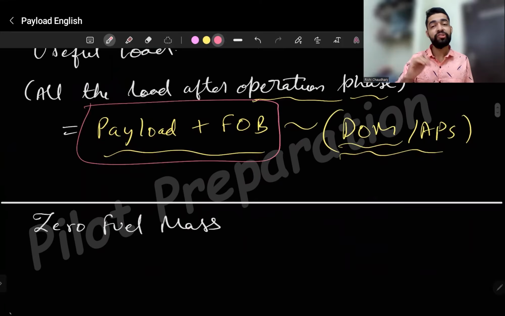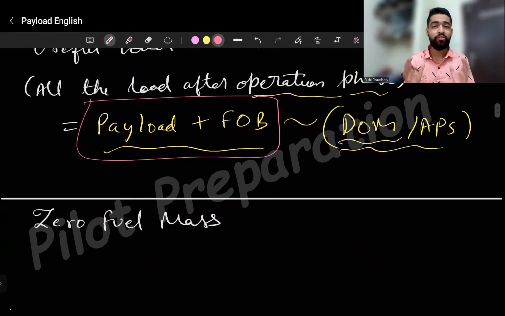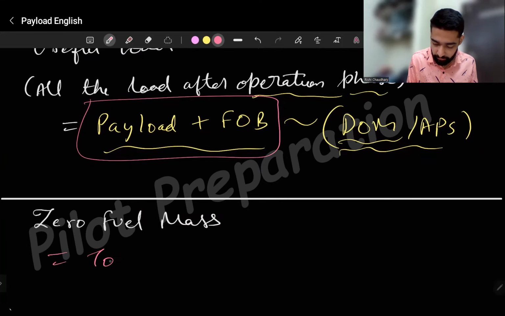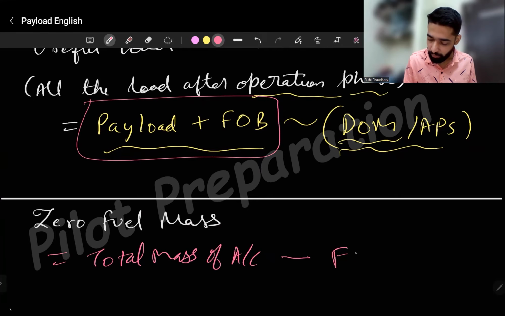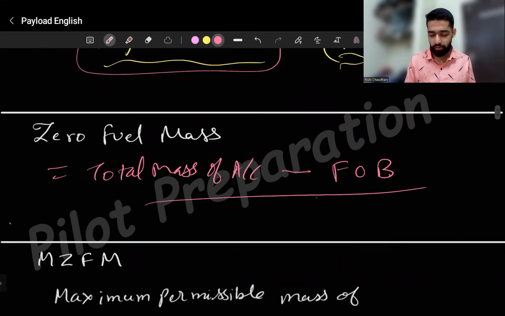Now let's come to zero fuel mass. So any type of mass, or the total mass of the aircraft without fuel on board, is zero fuel mass. So total mass of aircraft minus fuel on board. So when there is no fuel in the aircraft, it can be called zero fuel mass, isn't it? So now this is done.